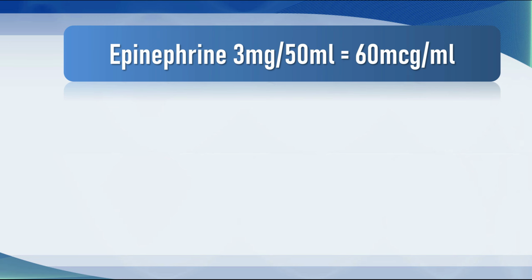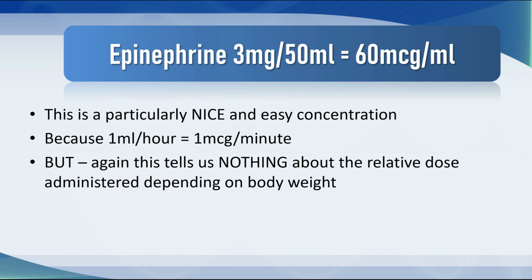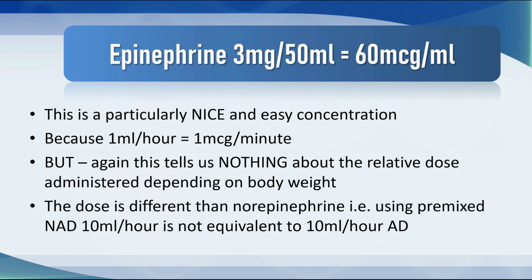That particular dose of 3 milligrams in 50 mils, or 60 mics per mil, is a particularly nice and easy concentration. There's a lot to be said for this because 1 mil per hour works out at 1 mic per minute. And that means that you can say somebody who is on 5 mils per hour is getting 5 mics per minute. Of course, this tells us nothing about the relative dose administered depending on the body weight. And the dose is different from norepinephrine.